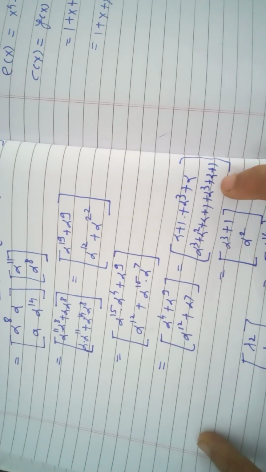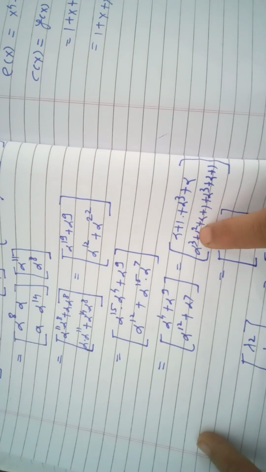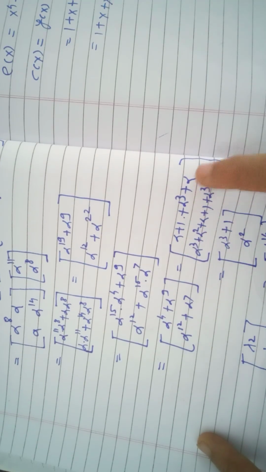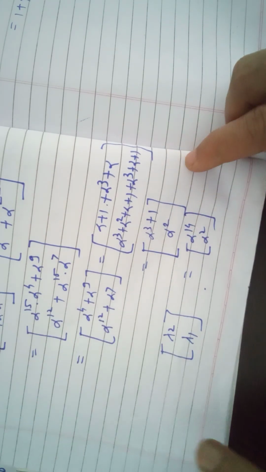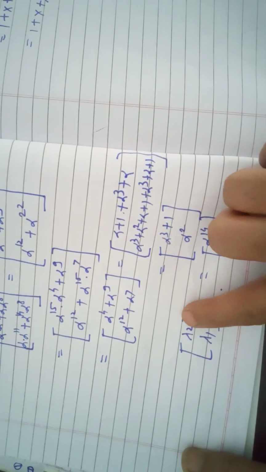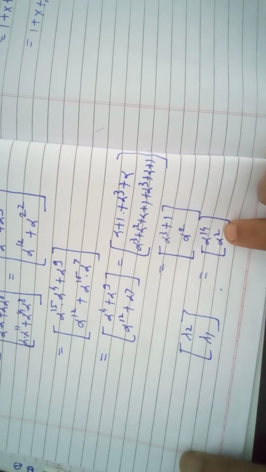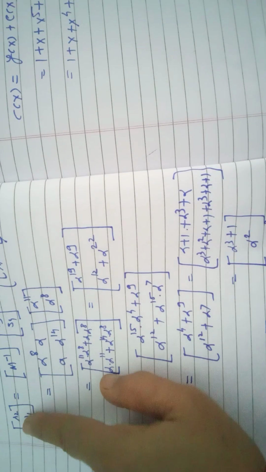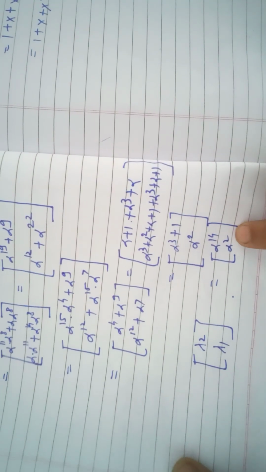And here remaining is only alpha square, because the others get cancelled out. Alpha cube, alpha plus 1, alpha plus 1. So alpha cube plus 1 is equal to alpha 14. Alpha 14 is alpha cube plus 1. So lambda 2, lambda 1 is alpha 14. This multiplication is nothing but lambda 2, lambda 1. So lambda 2, lambda 1 is alpha 14, alpha square.